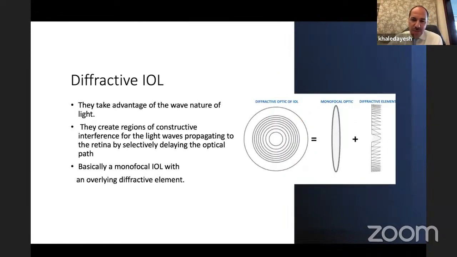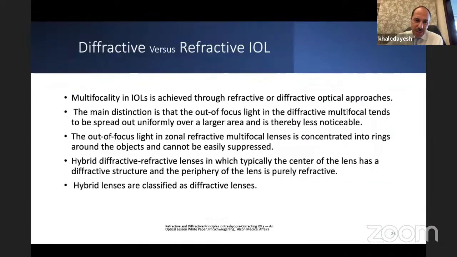So the diffractive lenses are two lenses in one: a monofocal lens with a diffractive surface on top of this. And this creates a region of constructive interference for the light waves propagating to the retina by selectively delaying the optical pathway. Basically, it's a monofocal lens with an overlying diffractive element. So these are the diffractive lenses.